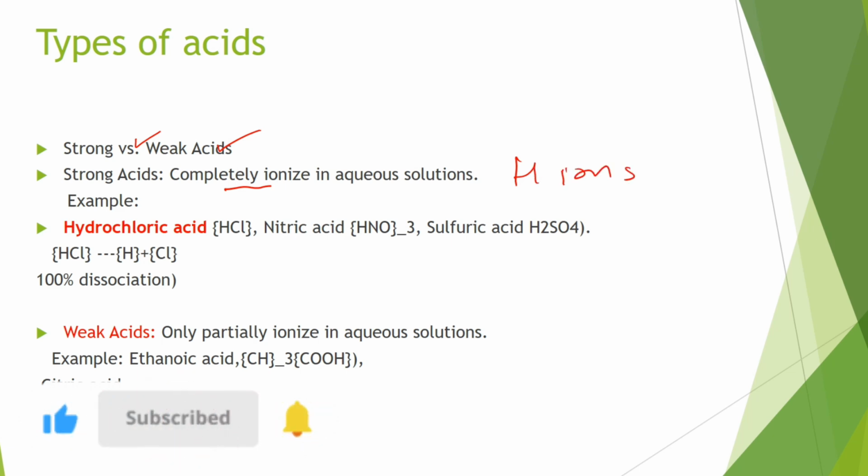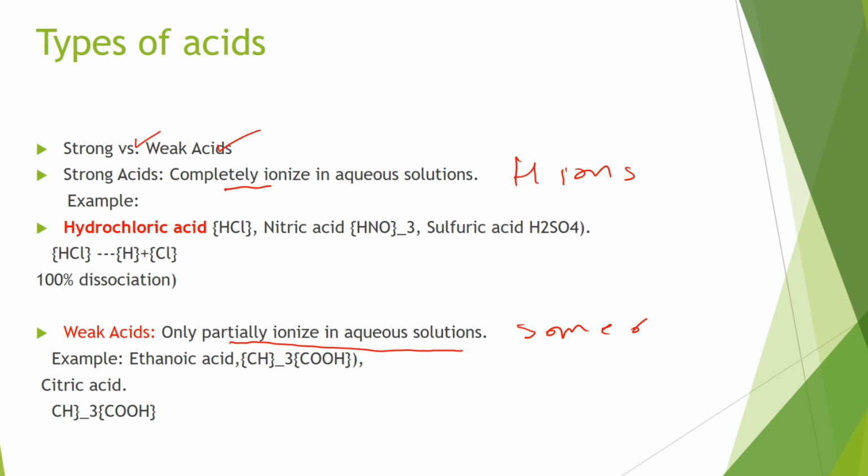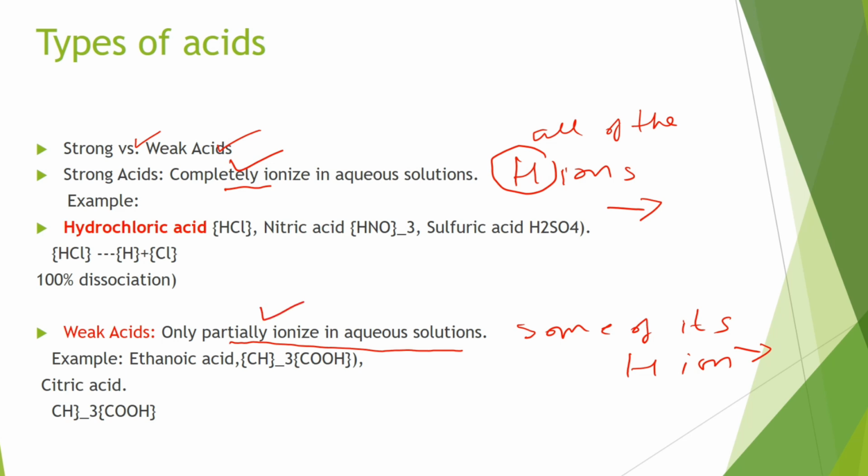Whereas weak acids are those acids that only partially ionize in their aqueous solution, and they release only some of their hydrogen ions. Some ions are released, whereas in the case of strong acids all of the hydrogen ions are released. So this is the basic difference between strong acid and weak acid. Always remember, strong acid means complete ionization, whereas weak acid means partial ionization.